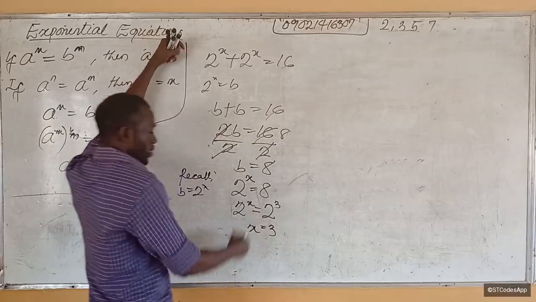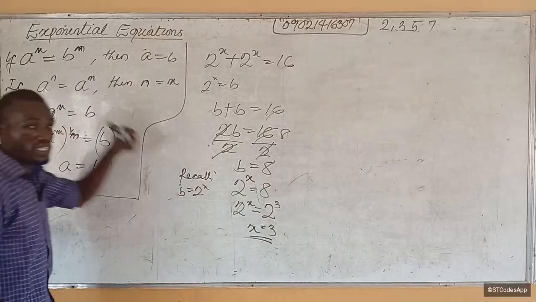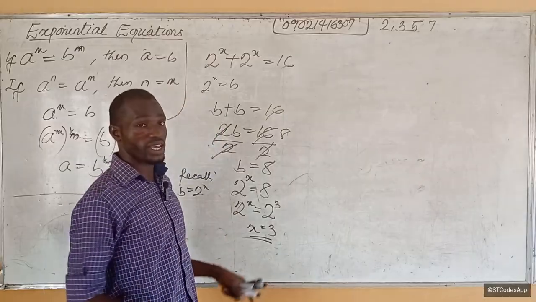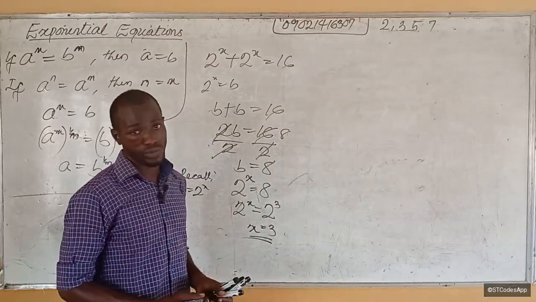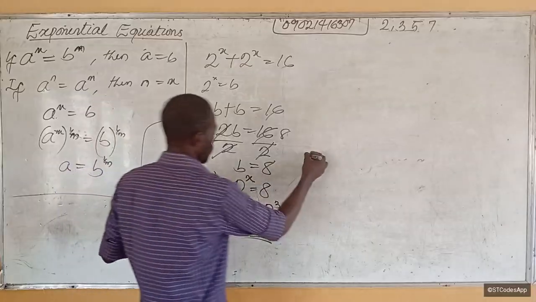So don't cancel. Don't come and say 2 here, 1, 2 here. No. The rule says that if the bases are the same, the powers must be the same. And it doesn't make sense to even come and cancel here. You are not dividing both sides by 2. Is that clear? Let me prove that to you. What I'm saying is that you should not do like this.